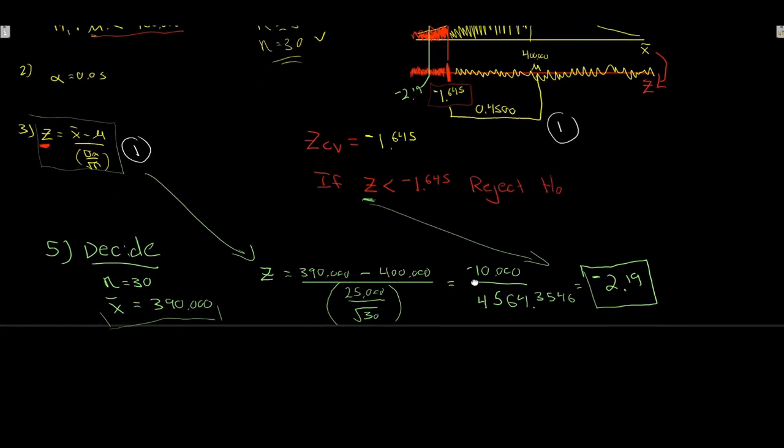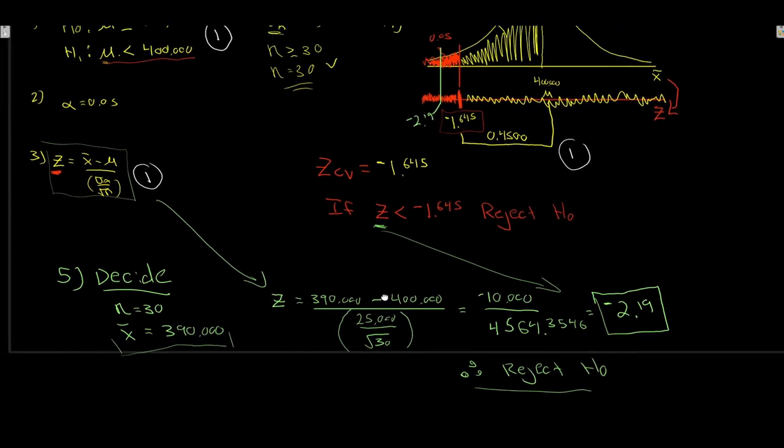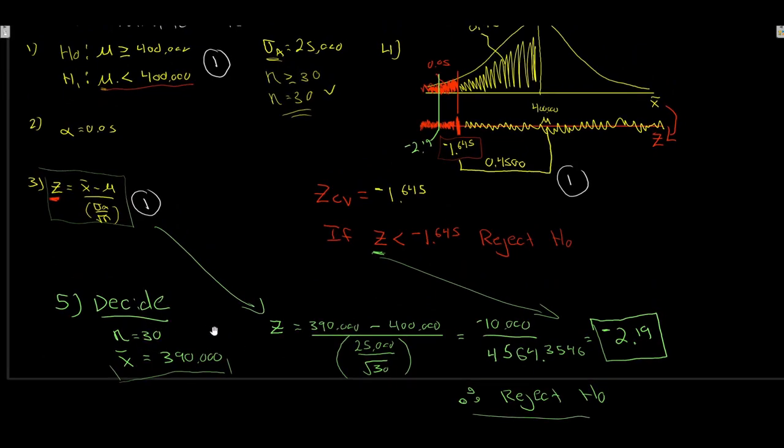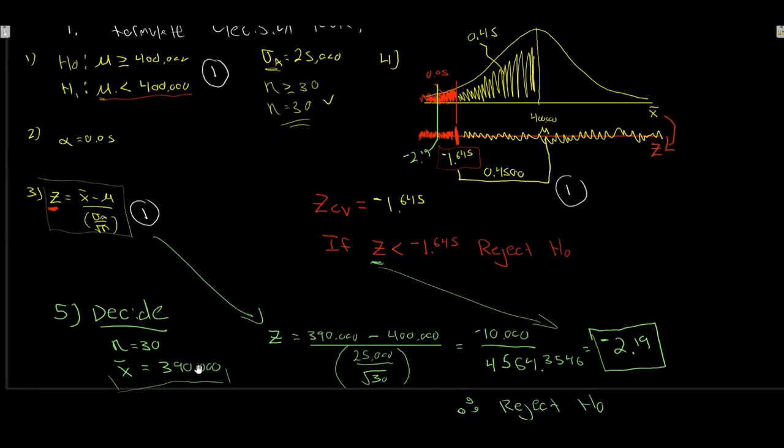So what would we say? Therefore, we will reject the null. That is, if we pulled out a sample of 30 cars and found that on average they were only surviving 390,000 K, we'd say, that's only 10,000 K less, but given our stated standard deviation, that is still so extreme that I'm going to say that's a pretty unlikely result.